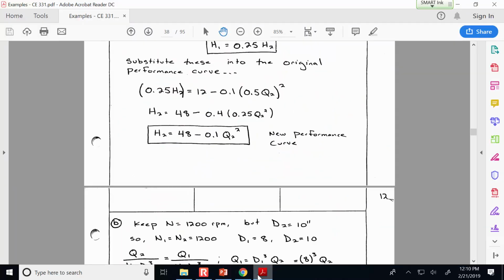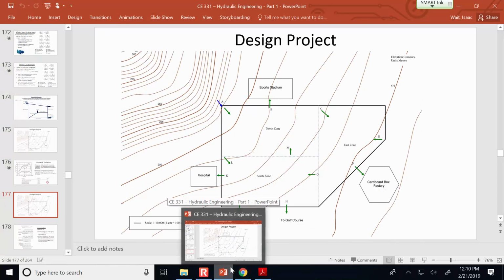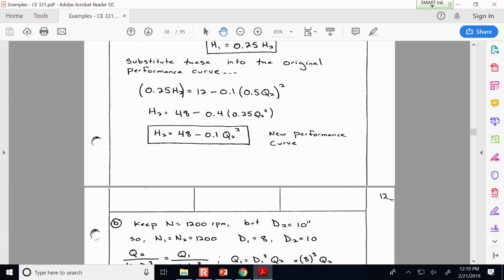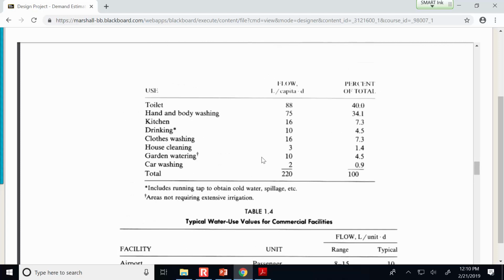So what about a sports stadium? How much water do they need at a sports stadium? It depends on if we're talking about soccer or a sport that people want to actually watch. All right, so there's some information in here that tells you where that 220 liters per day comes from, by the way, if you're wondering what the breakdown is.